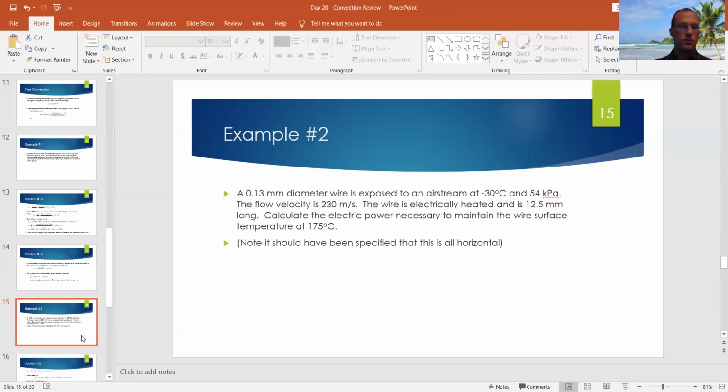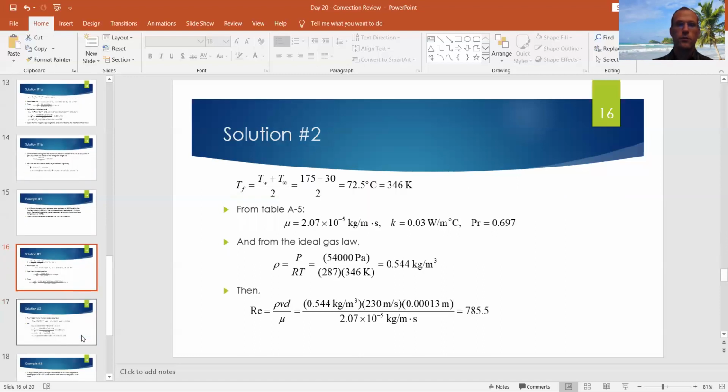horizontal. So again, standard procedure, find the film temperature, the average of the two temperatures. So I have 175 for my wire, minus 30 for the air, so the average of 72.5 degrees Celsius gives me 346 Kelvin. Table A5 for air, find the viscosity, thermal conductivity, and Prandtl number at that temperature. Then again, this one is at a weird pressure, so be careful. Some of these values depend on pressure, some of them don't.